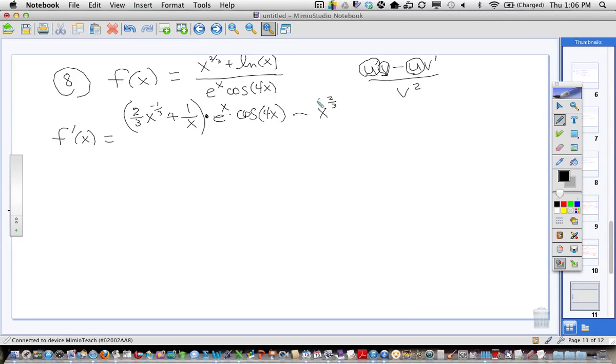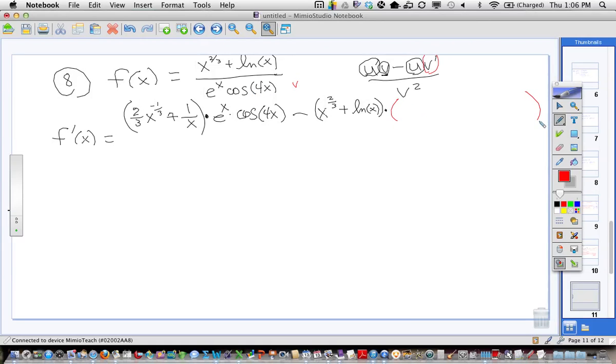Quantity, that's right. I should have just put parentheses right away. X to the 2/3 plus ln x times v prime. Now I changed to red, so that's got to mean something. It means danger, right? What's v prime? That's the derivative of the bottom. That's when I need the product rule, because I'm now about to do the derivative of a product.